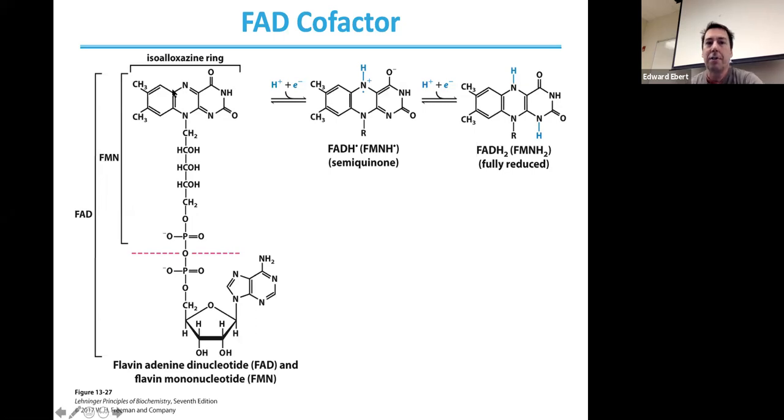Again, you can see these lovely little ring structures up here. The ring structures are great for electron transport in there. And again, we end up with the semiquinone, and then we can fully reduce it with a second electron to get our quinone form. So we go from, in this case, the isoalloxazine ring, making our semiquinone to our fully reduced FADH2. It's a nice little two-step process, very similar to the ubiquinone that transfers electrons from complexes 1 and 2 to complex 3.